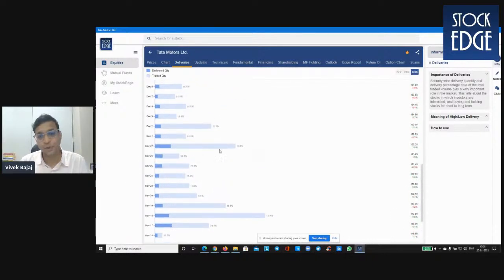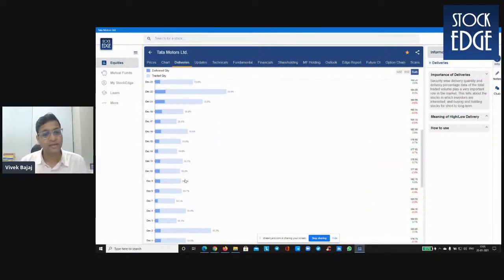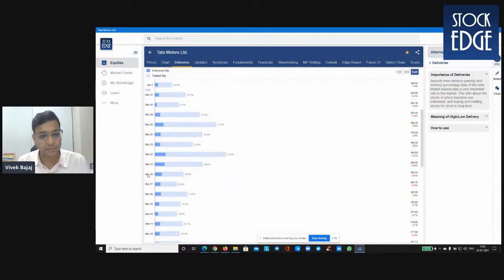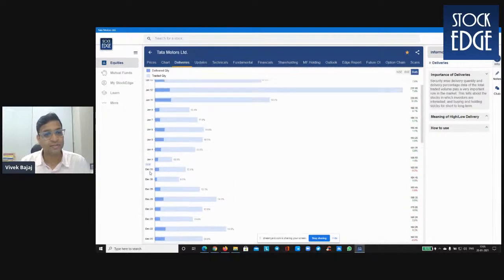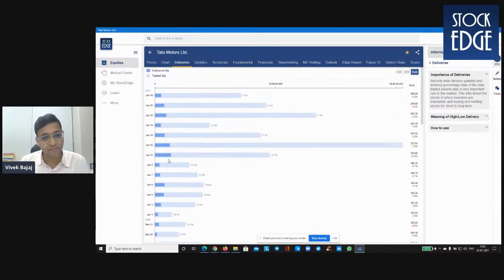This particular patch, when on this particular day delivery was high. This particular patch, which was around 20th of December to 25th of December, when the delivery was high, and recently, for the last 10 days, a phenomenal increase in delivery in this particular underlying.